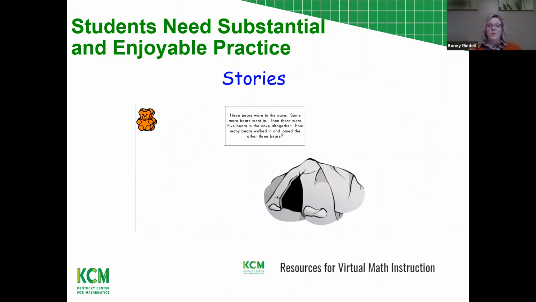In order to uncover those derived facts and to practice our foundational facts, our make a 10, our doubles, which are our derived facts, students need substantial and enjoyable practice. So that's how we build procedural fluency in our students. We use story problems and give the numbers context.